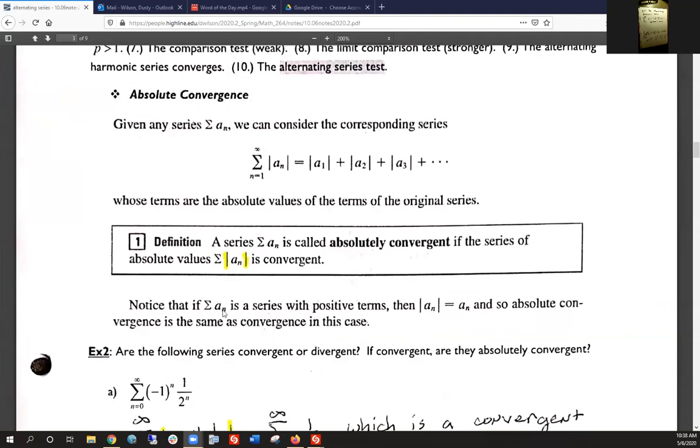If the terms in a series are all positive, then absolute convergence is the same as convergence in that case. So really, this idea of absolute convergence is only relevant when you have an alternating series. Questions?